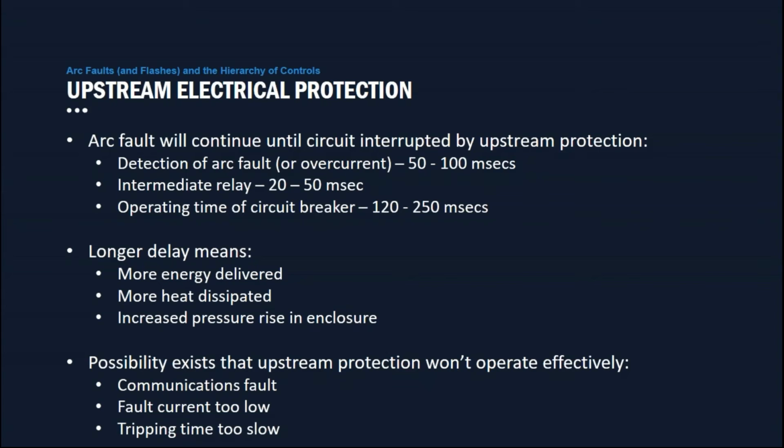The other problem with upstream protection, of course, is that you have to communicate with it. And if there is a communications fault, then maybe your upstream protection doesn't work. A fairly catastrophic situation. But we also find that fault currents can be too low, or the tripping time is too slow to work effectively.